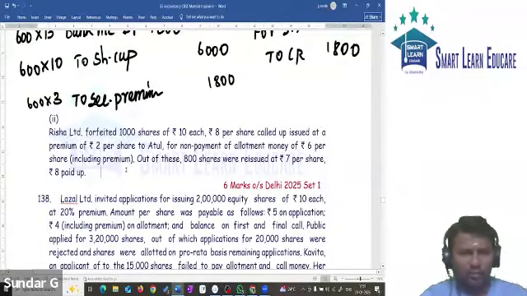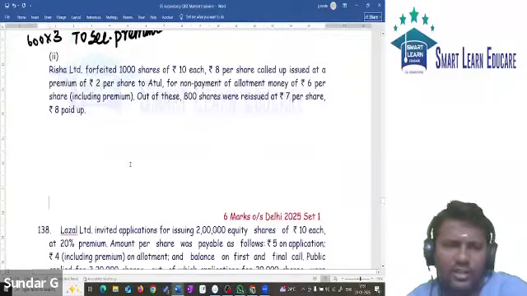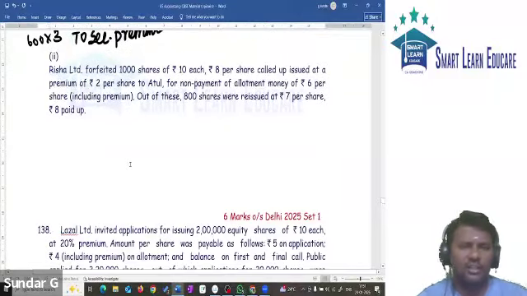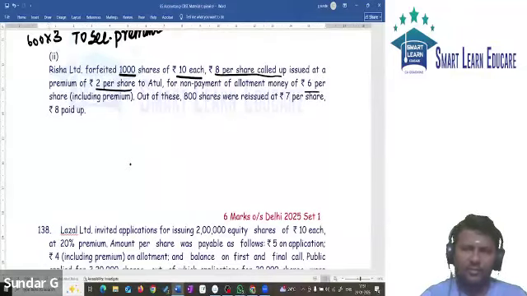Here, in this question, 1,000 shares are forfeited, but not all the shares are reissued. Only 800 shares are reissued. 1,000 shares are forfeited at what price? 10 rupees. But how much is called? 8 per share was called. It is issued at a premium of 2 per share. Okay, and for non-payment of allotment. Allotment is including premium. Out of this, 600 shares are reissued at 7 rupees as 8 paid up.